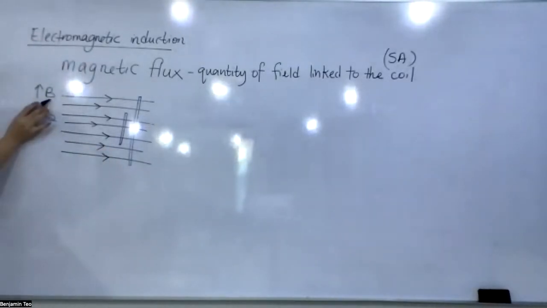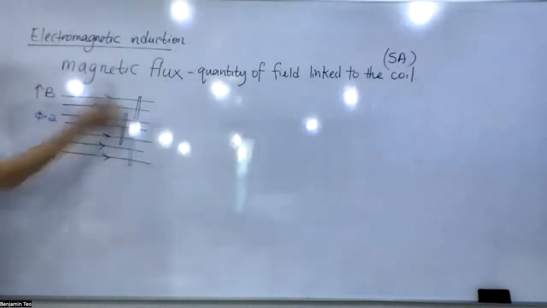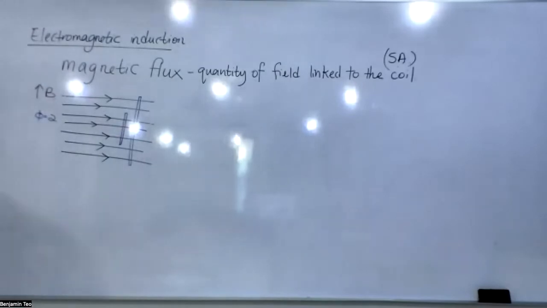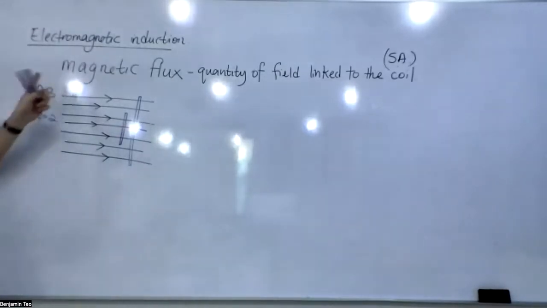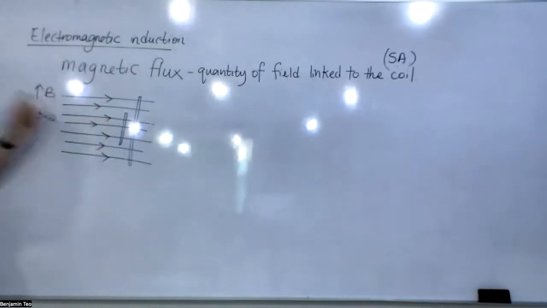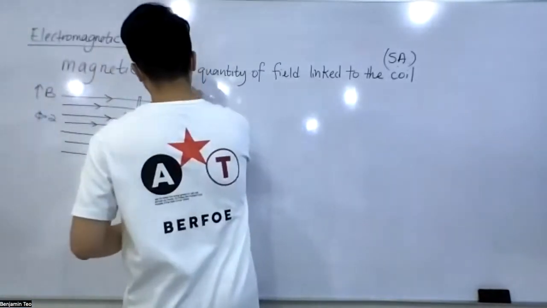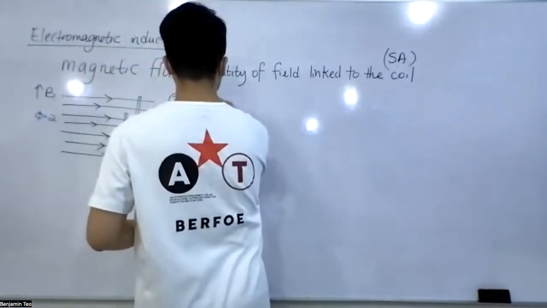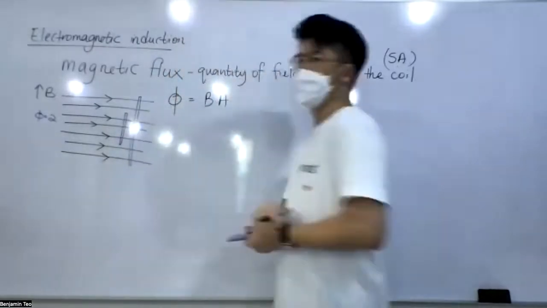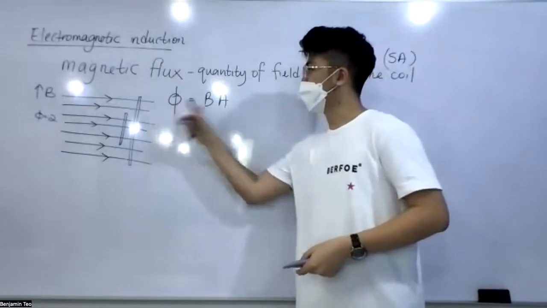Increase the magnetic flux density, and again you will increase the magnetic flux because there are more lines crossing the surface area. There is more quantity crossing the area. So you know magnetic flux depends on 2 things: area and magnetic flux density. So we'll derive the formula: phi equals BA. The higher the B, the higher the A, the higher this will be.